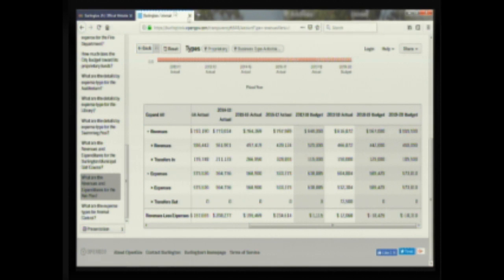Any questions on that? It's good to see. That was an issue when I first got on council, was transparency, and I just like seeing that. We're trying to make sure everything is available, so that's good.